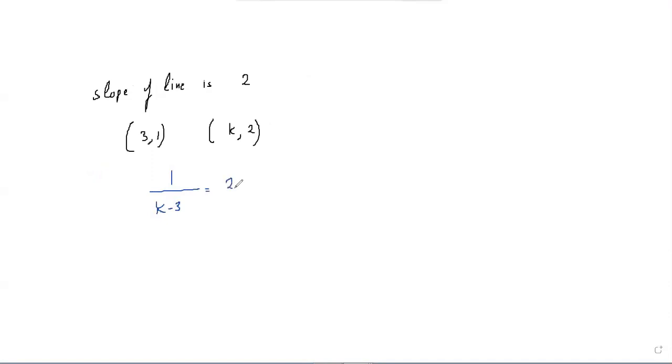The question can say to you that the slope of the line is 2 and the points are 3,1 and k,2. What is going to be the value of k? Find k. So 2 minus 1 upon k minus 3 is equal to the slope of the line, which is 2. So it becomes 2k minus 6 equals 1. 2k equals 7 and k equals 7 by 2.